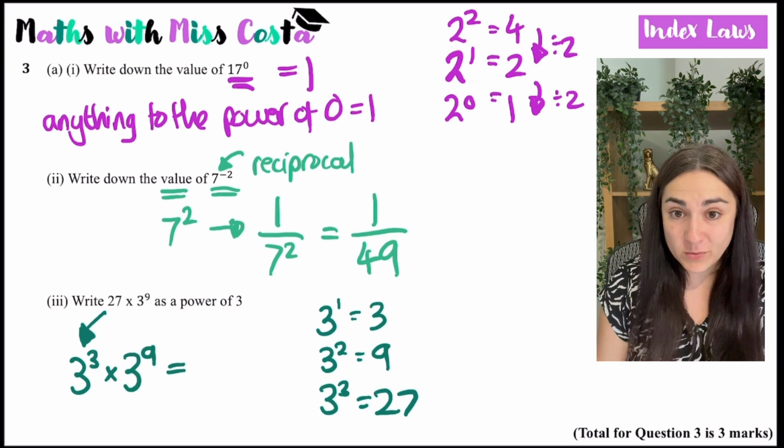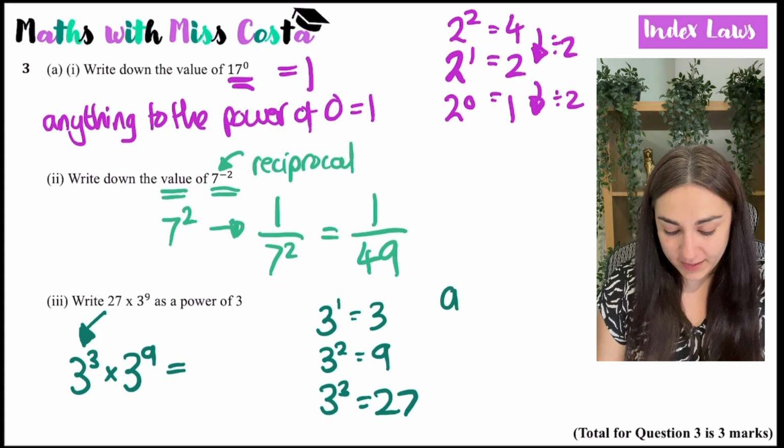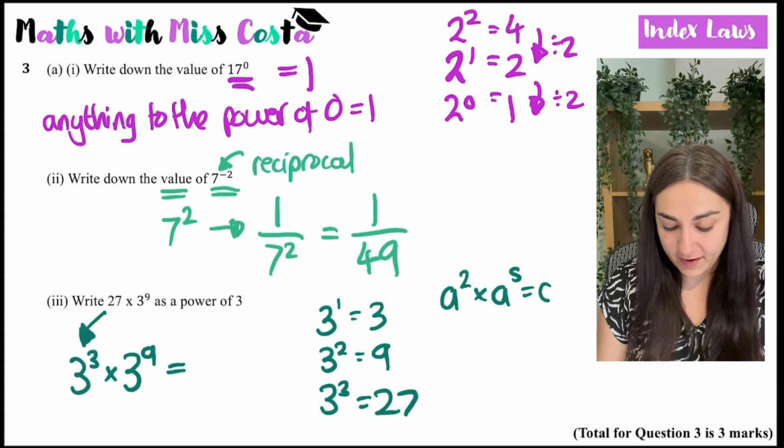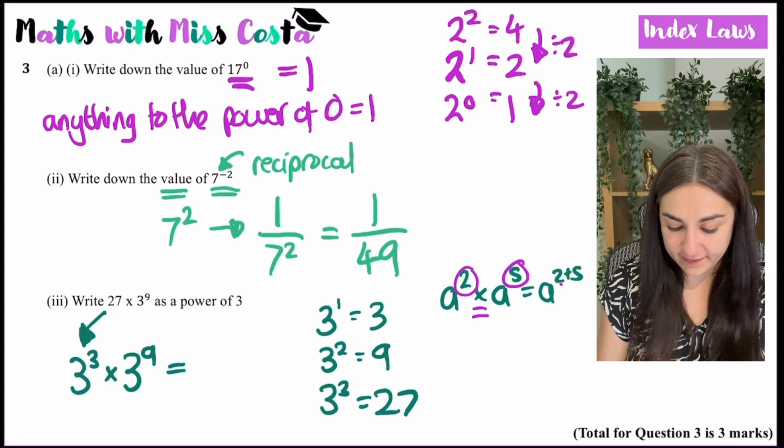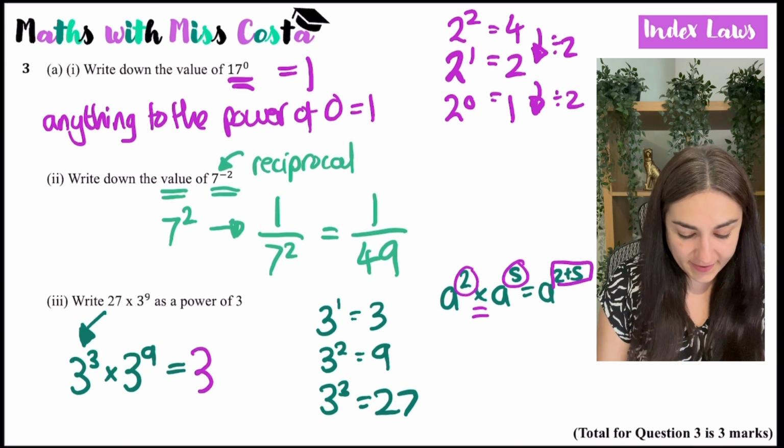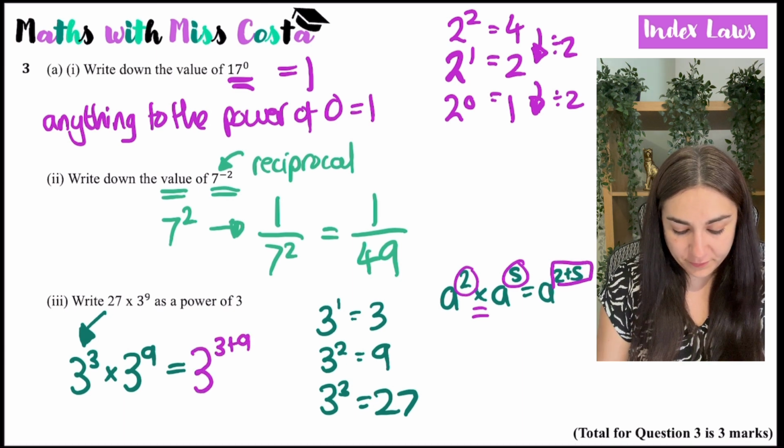When I am multiplying powers, really quickly, a to the power of 2 times a to the power of 5 is going to be a to the power of 2 plus 5. When you're multiplying, you add the powers. So that's going to become 3 to the power of 3 plus 9, which is 3 to the power of 12.